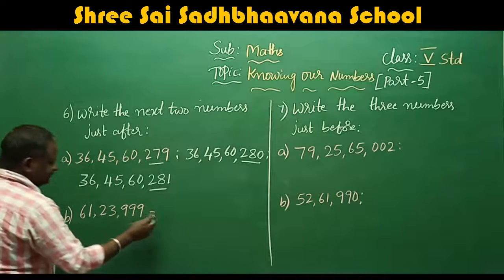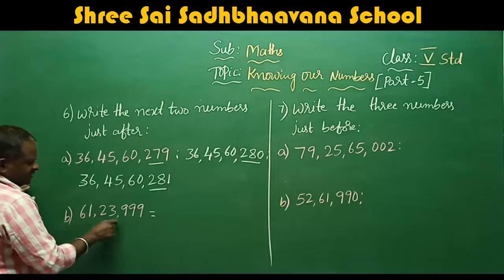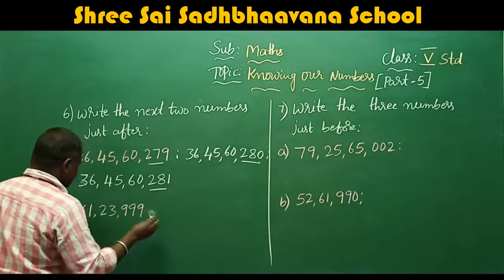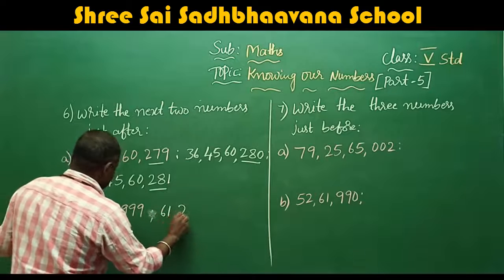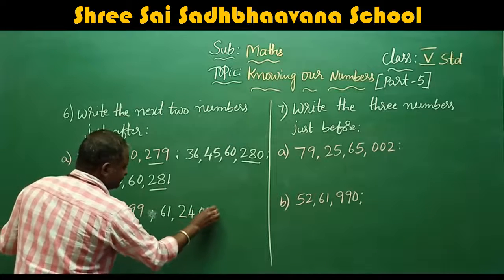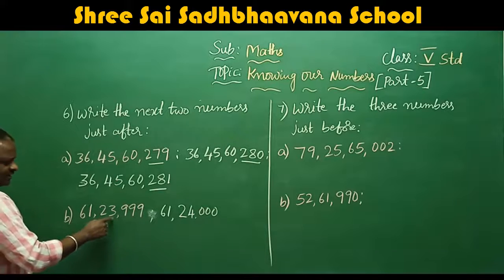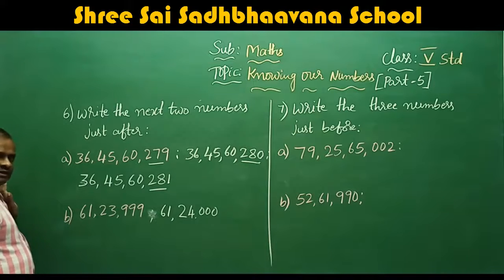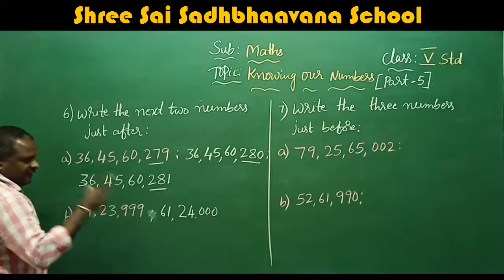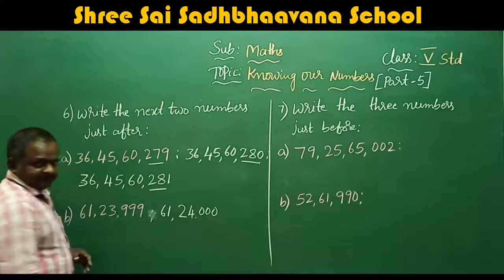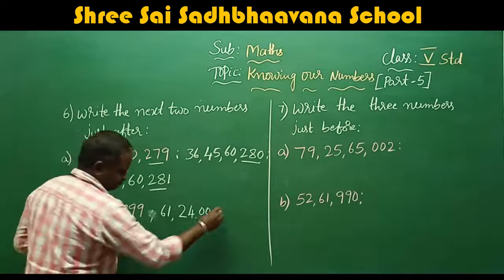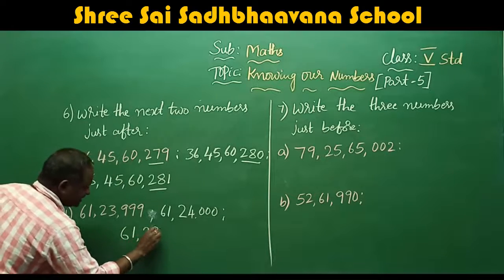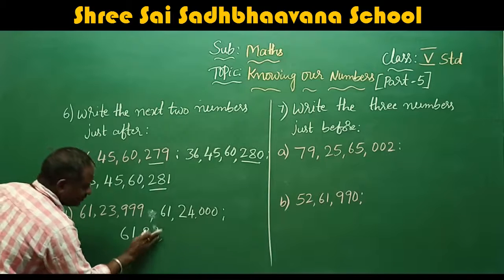Next, come to here. It is 61,23,999. So the next number is 61,24,000, because when you add 1, 3,999 becomes 4,000. Any doubt? No doubt, because 3,999 plus 1 gives 4,000. So the next number, I will write here, 61,24,001.